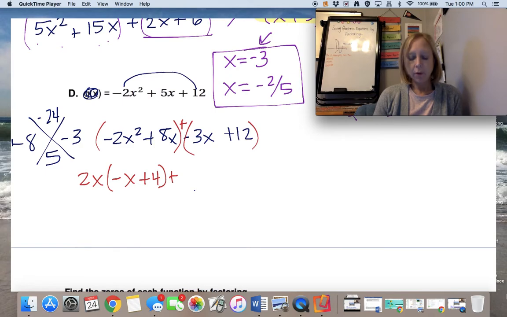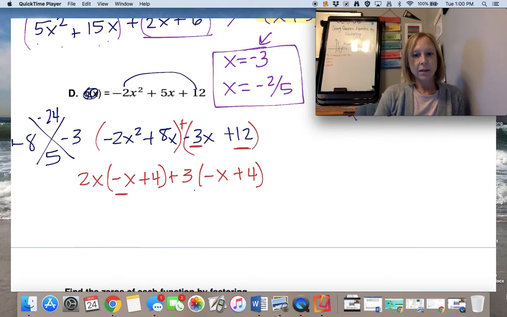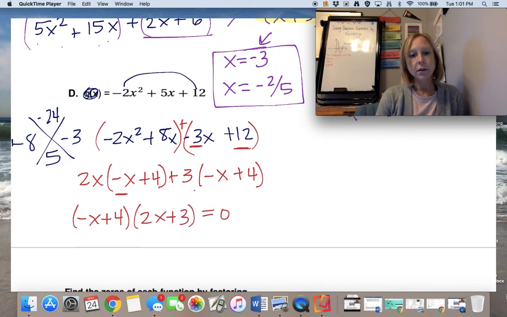Plus, now remember I want my parentheses to match. So when I'm looking here at my two terms, I can factor out a 3 or a negative 3. But I'm going to want to have a negative x in the parentheses, so I'm going to want that negative to stay in there. I'm only going to factor out the positive 3, and that will leave me with a negative x plus 4. My parentheses match, so now I'm going to factor out the negative x plus 4, and then I'll have my 2x plus 3 left over. Set that equal to 0, and now I'm going to solve.